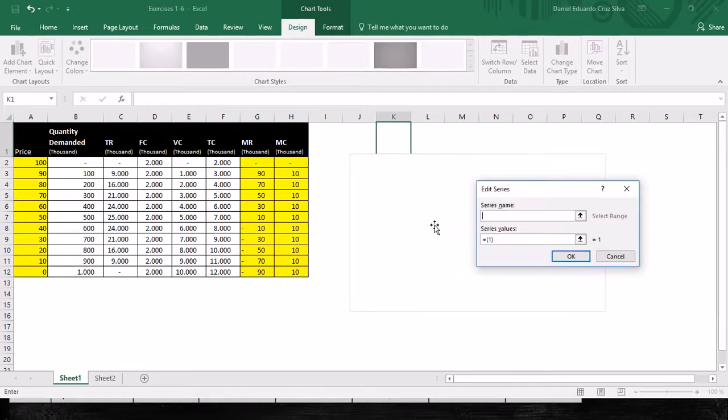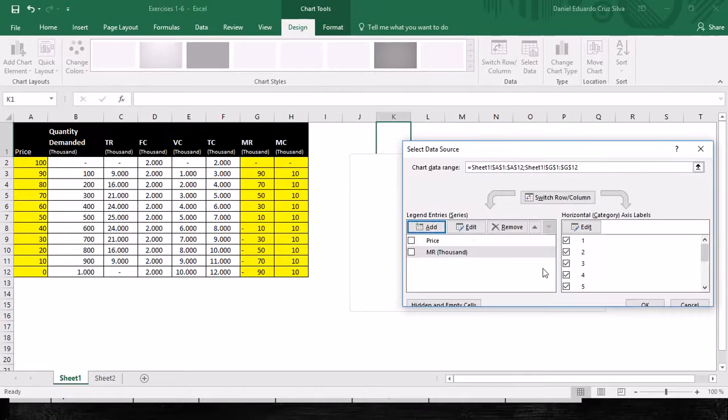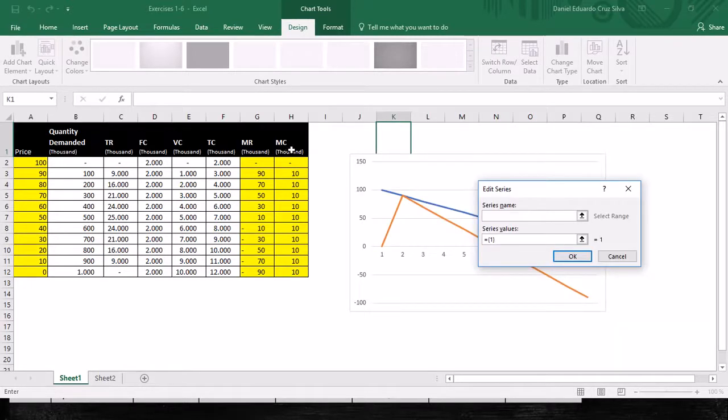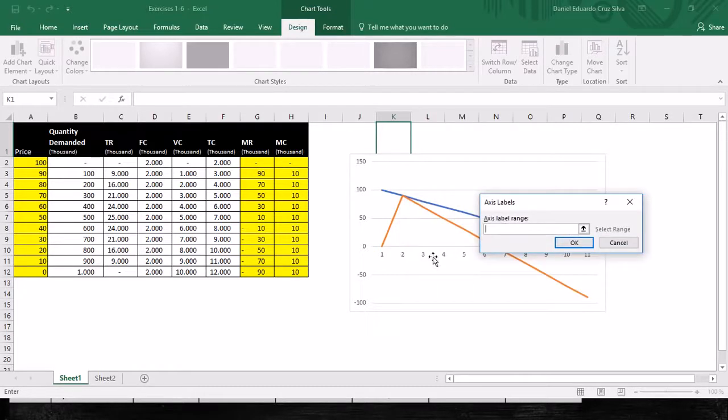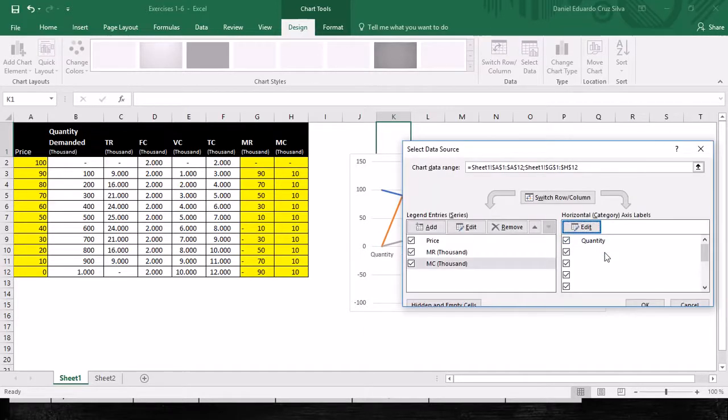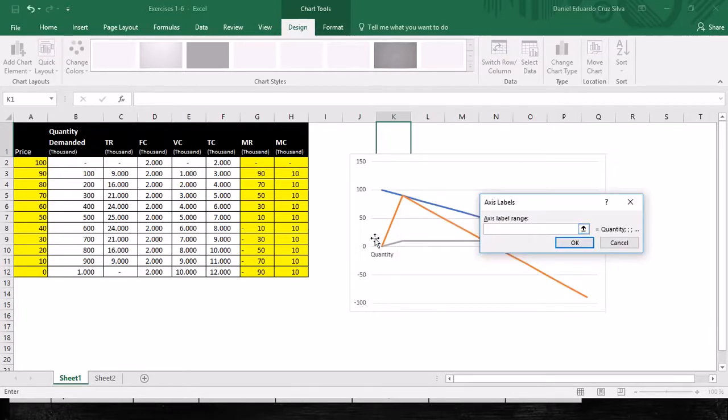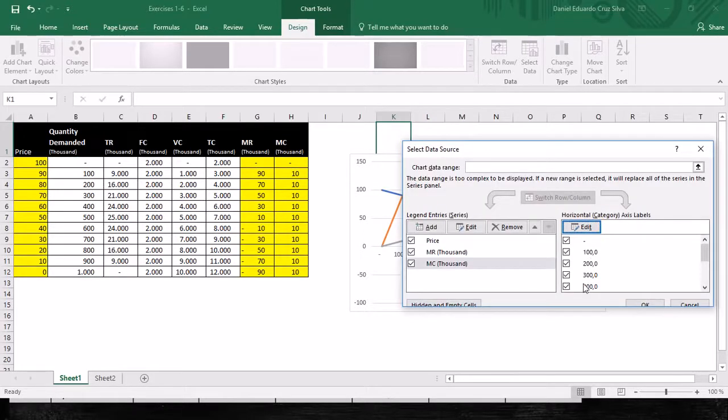Okay. Then I guess that I did something wrong. So here is going to be the marginal. The values are going to be these values, and the other one we need to add. The edit name is going to be this one, and the values are going to be this one. Then we have this, and the horizontal axis is going to be the quantity, which is going to be this one, right? Okay, great.